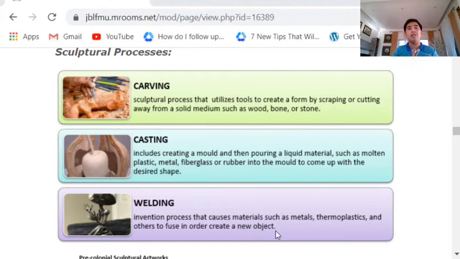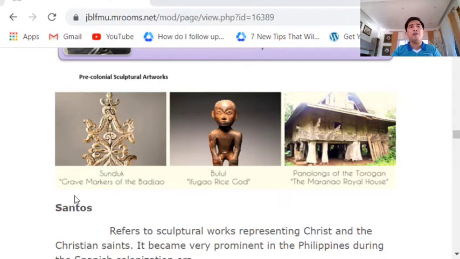On how you're able to create jewelry and everything. Next, pre-colonial sculptural artworks. Example, sundok, it's engraved markers of the Bajau. Next, Bulol, an Ifugao rice god. And panolongs of the Torogan, the Maranao Royal House.